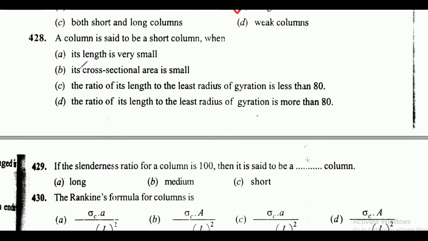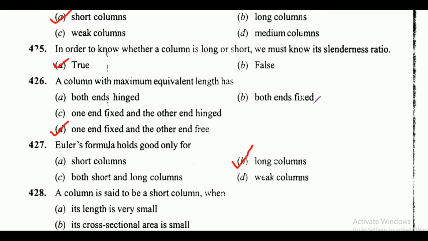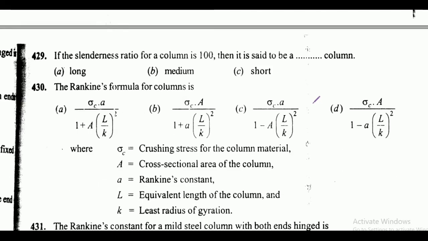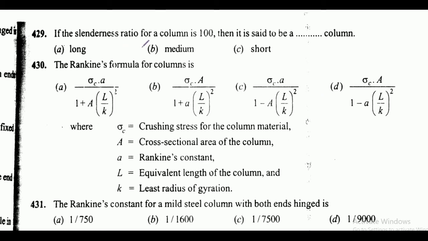Next: a column is said to be a short column when, here, friends, these are the options, and here the correct answer is option C, that is the ratio of its length to least radius of gyration is less than 80. Okay, now next: if the slenderness ratio for a column is 100, then it is said to be a dash column. Options are long, medium, short. Here the correct answer is option A, that is long.